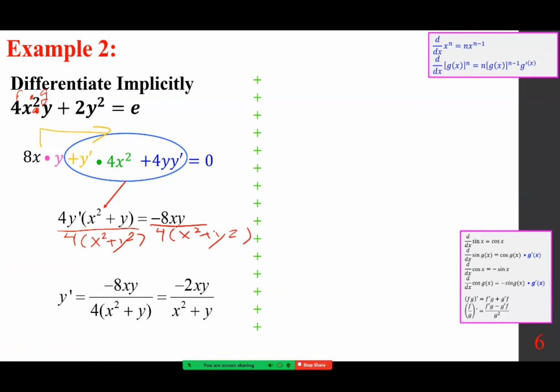We divide by 4 times x squared plus y squared, and it becomes negative 2xy over x squared plus y.